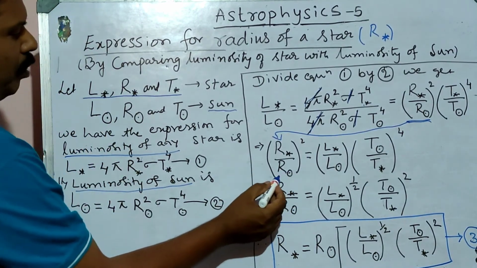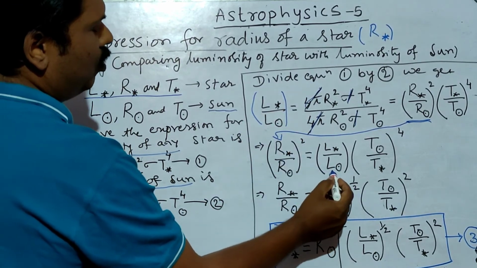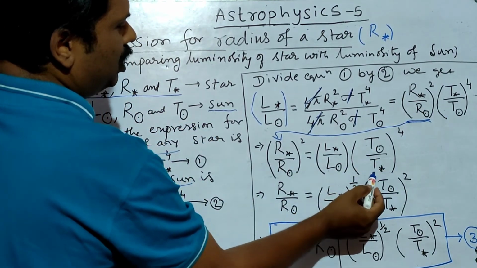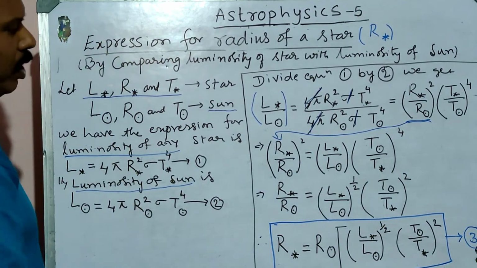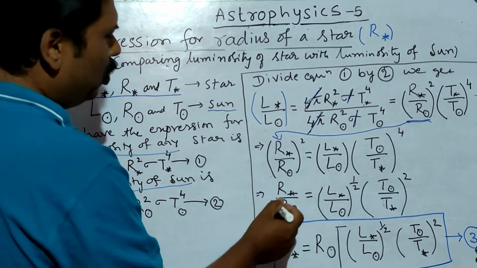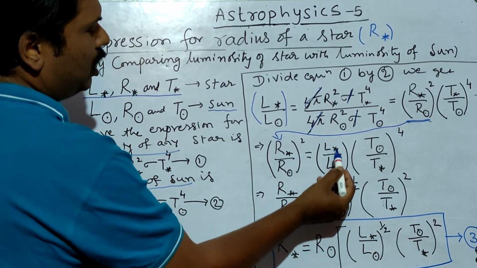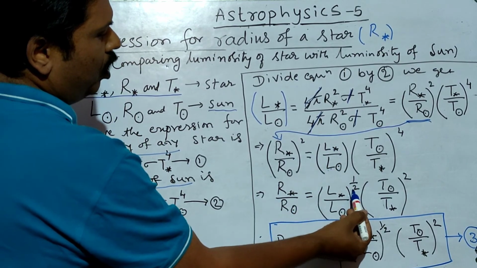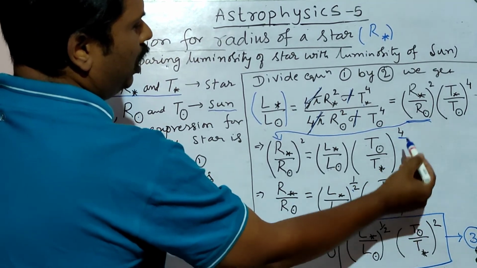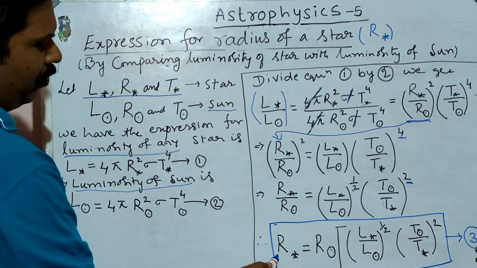Therefore R star divided by the radius of the sun, whole square, is equal to L star divided by the luminosity of the sun, into the surface temperature of the sun divided by the surface temperature of the star to the power of 4. Here the square is there, so put the square root on both sides. We get R star divided by R sun is equal to L star divided by L sun to the power of half, and the temperature ratio to the power of 4. If you put the root, half into 4 becomes 2. Therefore finally you get the radius of any star.